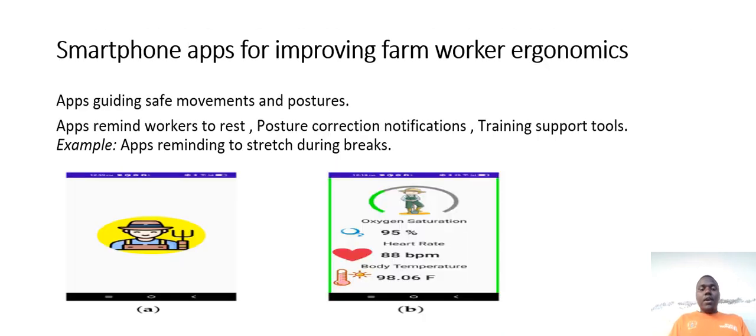Another is smartphone apps for improving farm worker ergonomics. That smartphone is very important, an ergonomic system. Apps remind the workers to rest. Posture correction notifications. Training supports, for example apps reminding to stretch during breaks.